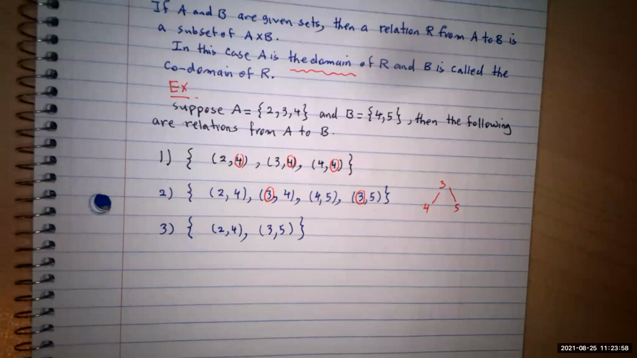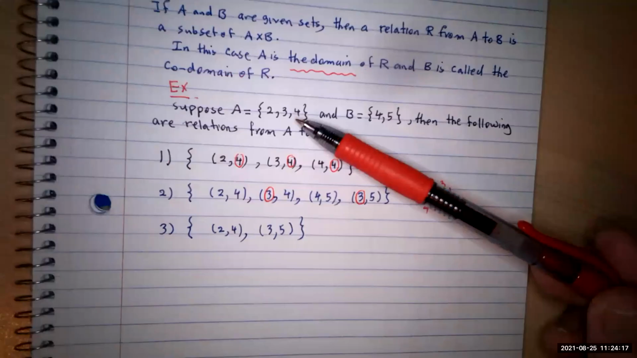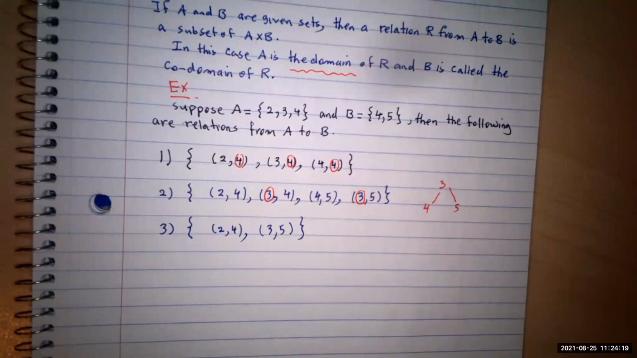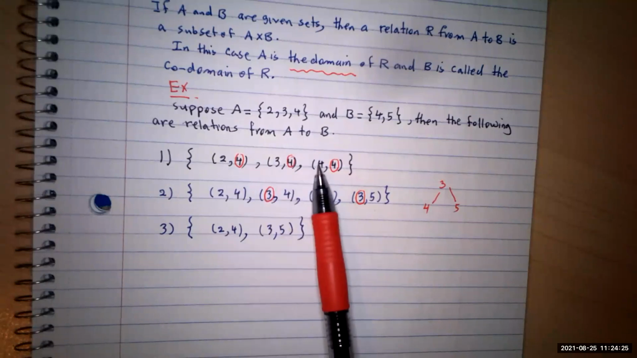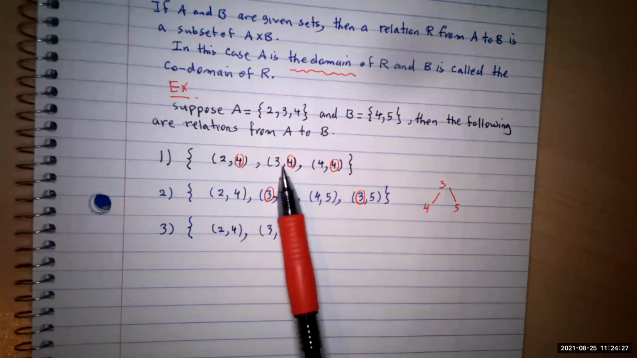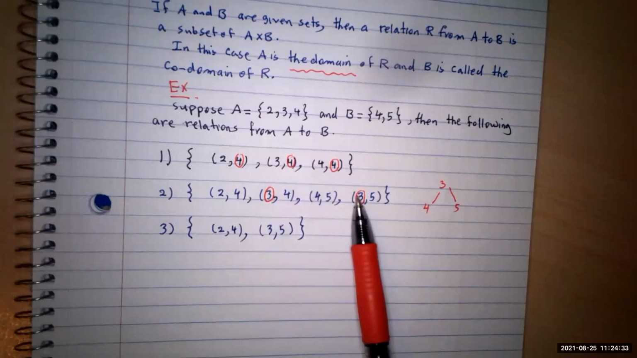No number is repeated. And something else: there is something which makes it different from the others. You see, you want to have a relation from A to B. In this case, all the members of A are covered, if you like. 2 is related, 3 is related, and 4. It's the same for the next one. All the members of A are covered in the relation.